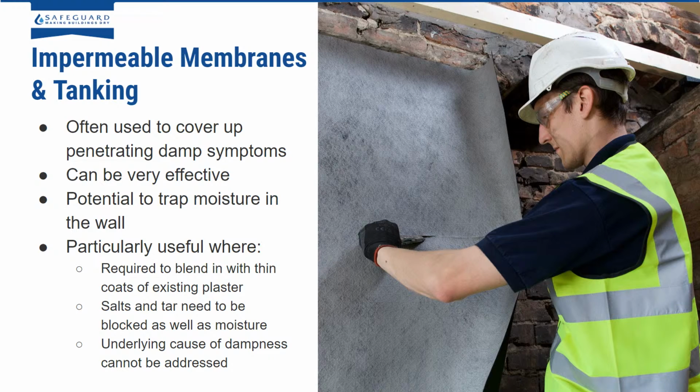It's been quite common to use impermeable membranes and tanking as a way of covering up penetrating damp symptoms, and they can be very effective. The only downside is that they have the potential to trap moisture in the wall. So these treatments are quite useful if you need to blend in with an existing plaster which is quite thin, or if there are any salts or tar within the walls, which can be very common around chimney breasts. It can be quite a good way.